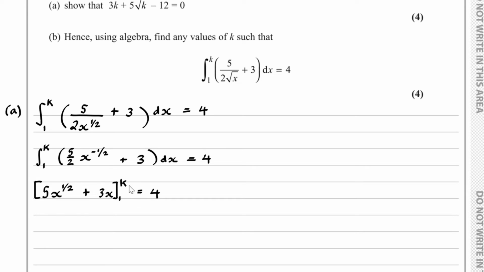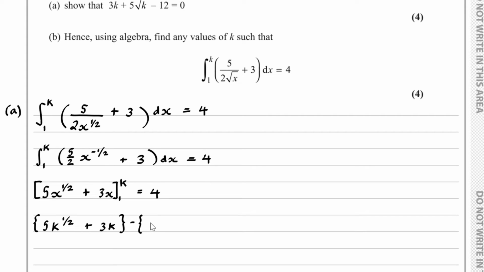So, for the upper limit, we have 5k to the power of 1/2 plus 3k. And for the lower limit, we have 5 times 1 plus 3 times 1.